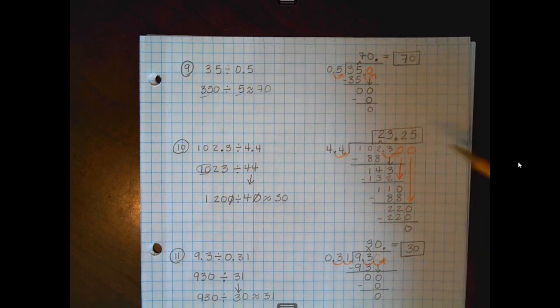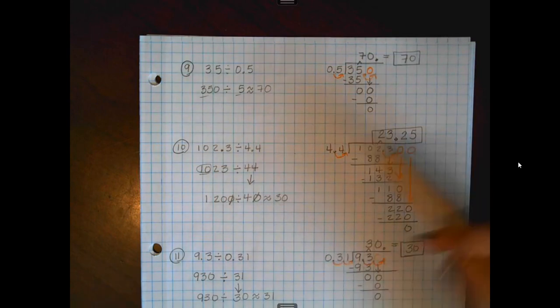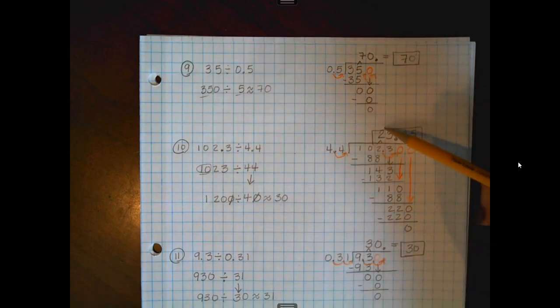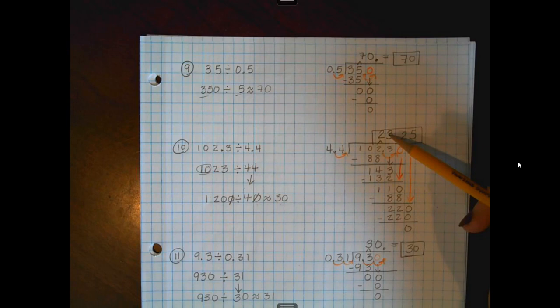I'm working on my division. My first number of 3 was too high. I had to adjust my quotient to start with 2. Here I go. 2 times 44 was 88. I get 14 as my difference. When I subtract, I bring down the 3. 44 went into 143 3 times. 3 times 44 was 132.